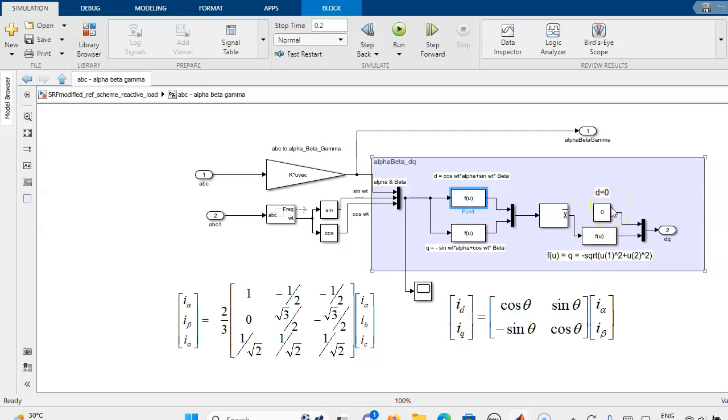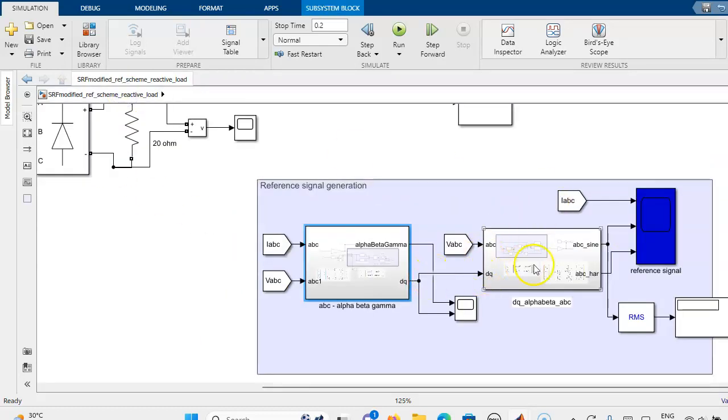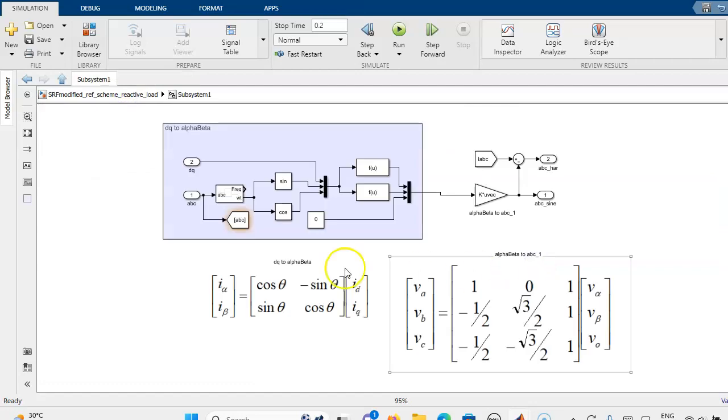Why? Because this is the modified algorithm. So we are finding the magnitude alone and we are keeping that D as 0. So D as 0, only the Q component we are getting. Then that is connected to this, again the transformation of dq to alpha beta and then alpha beta to VABC.